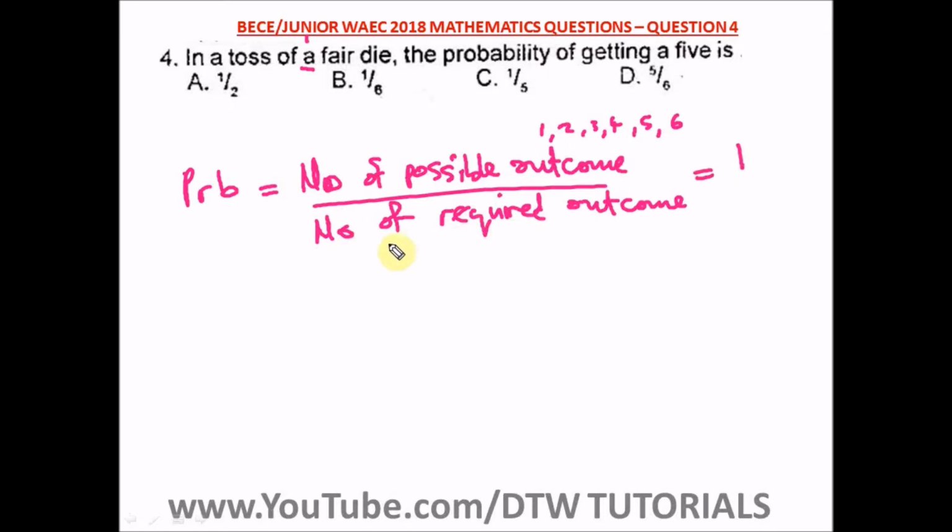And the number of required outcome is 6, because that's how many sides the die has. So we have 1 divided by 6. So this is our answer. That's the probability of getting a 5: 1 over 6. And our right option here is option B.